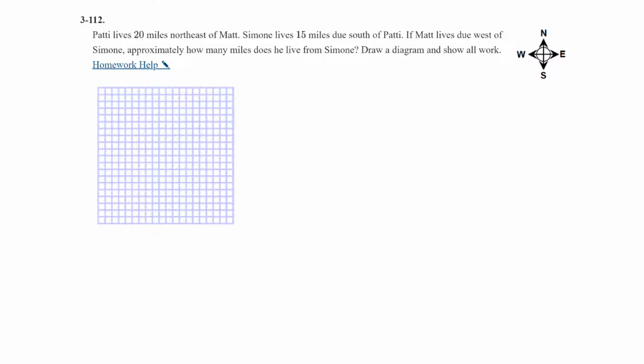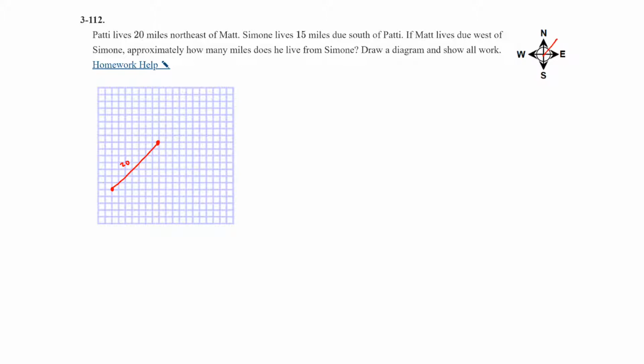The other thing is I'm going to draw it this time as I read through it. So Patty lives 20 miles northeast. So you've got a little compass over here. North is up, east is to the right. So northeast, we're going to go in that direction. So 20 miles northeast. On the grid, I'm not saying this is accurate, but to give us a starting point, we're going to go in this direction here, and we're just going to say this is 20.